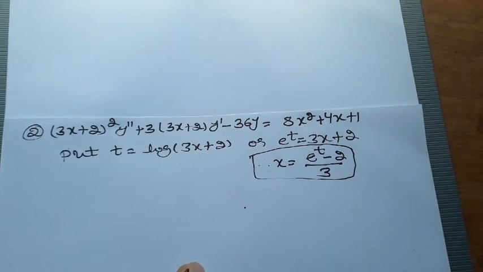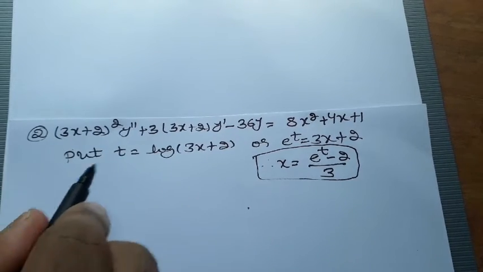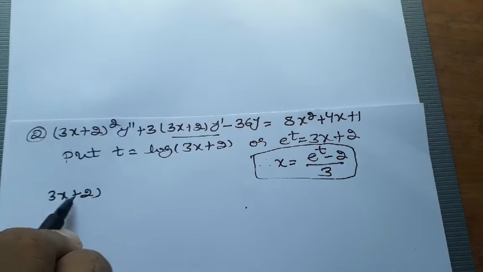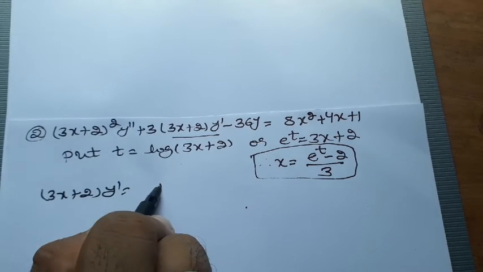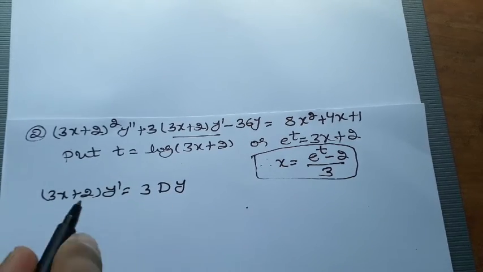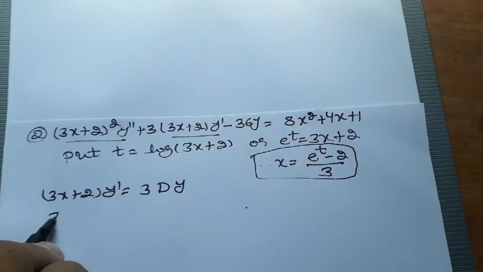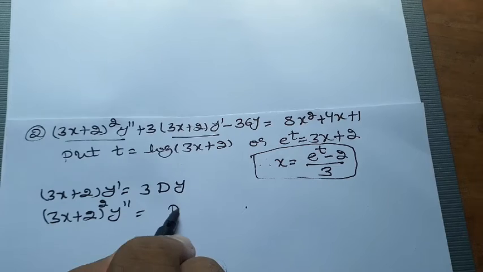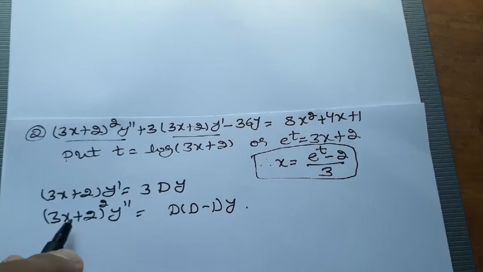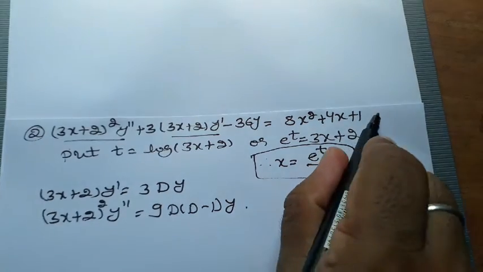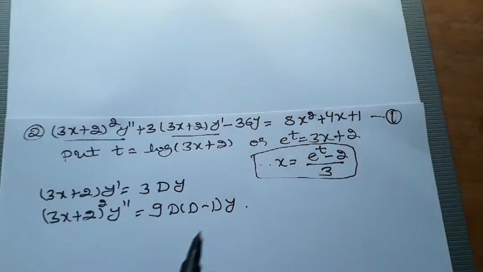If you substitute this in this equation, you'll get the answer. So I'll rewrite that one last. Next, 3x+2 into y', y' means one time differentiation, Dy, so x having the coefficient 3. Similarly next, (3x+2)² y'' means D(D-1) y, x having the coefficient 3, and 3 squared is nothing but 9. All these things you have to substitute in equation 1.